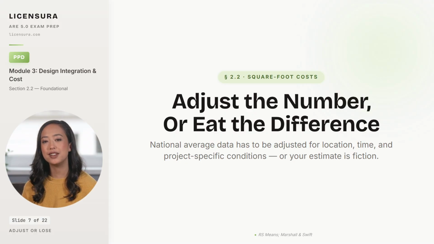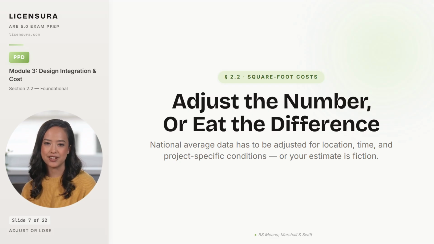The ones who do it once also get sued or fired for it once, because the number that came out of the published data was the national average benchmark, and your project is not in the national average. It is in San Francisco, where labor runs 40% above the median, or in 2026 while the data is from 2023, or with a curtain wall ratio twice the parametric assumption.